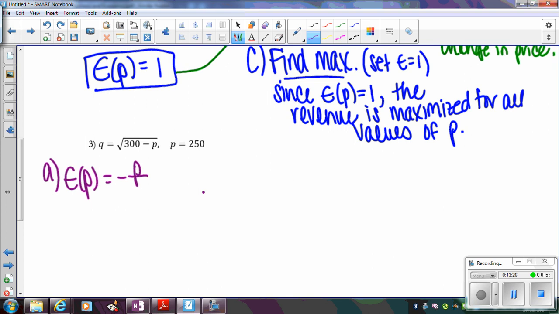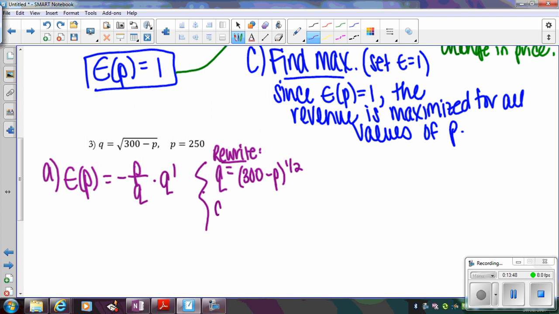So we have negative P over Q times the derivative of Q. So off to the side, I'm going to rewrite Q. Let's do a rewrite first, because the only way we know how to deal with a square root is if we rewrite it using fractional exponents. So this is going to be to the 1/2. And then what I can do is apply chain rule to this.